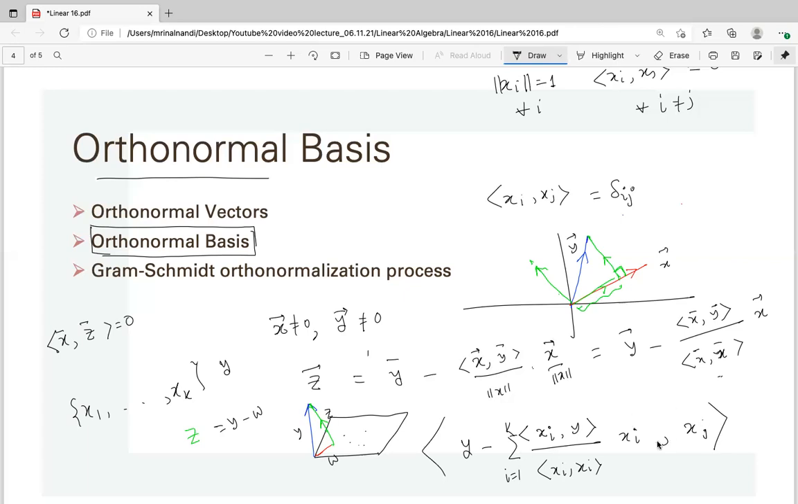Now everything will be killed, only xj will be there. So in the sum over i, when i equals j, that term will be there, and otherwise everything will be 0. In the denominator it is xj, the numerator is also xj, so the result is 0 for all j. So these vectors are actually orthogonal to each other. It's very easy, trivial by this geometry, and this is very important.